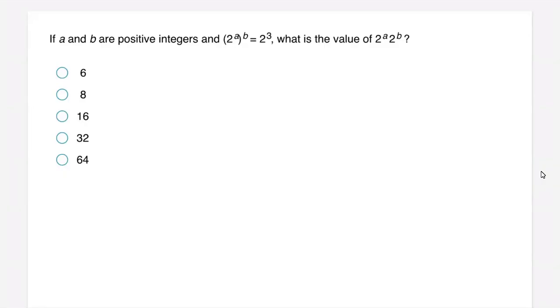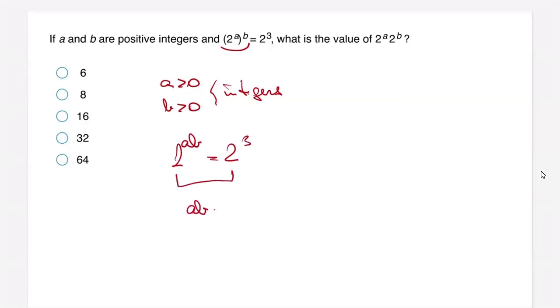Look, A and B are positive integers, so A is greater than 0, B is greater than 0, and they are integers. Do you guys agree? Okay. 2 to the A times 2 to the B is equal to 2 cubed. So if I have an equation with the same base, I can equalize the exponent. So A plus B is equal to 3. Do you guys agree? What is the value of this?